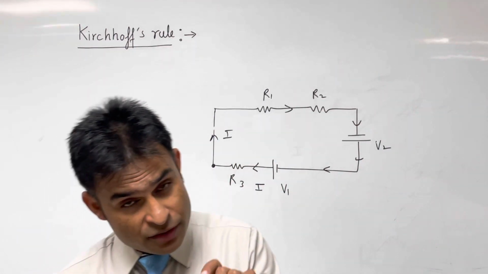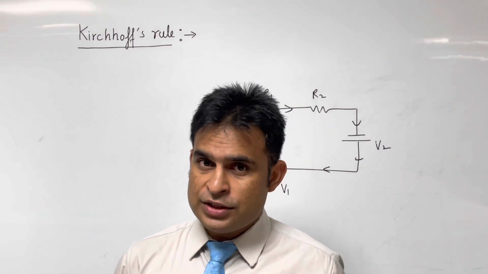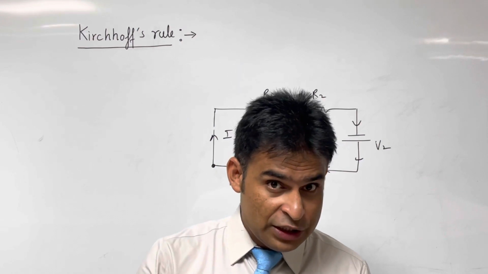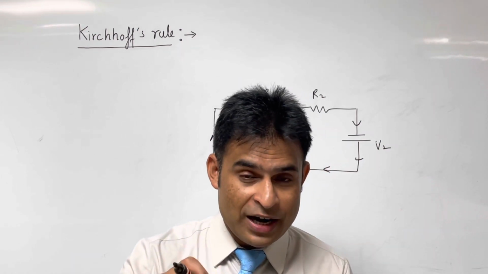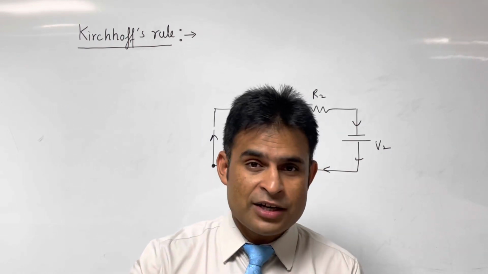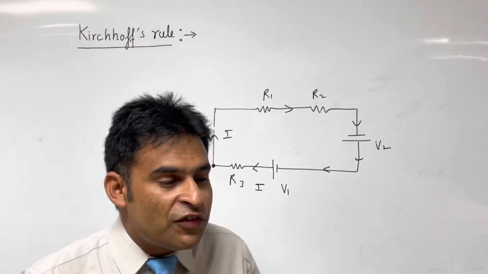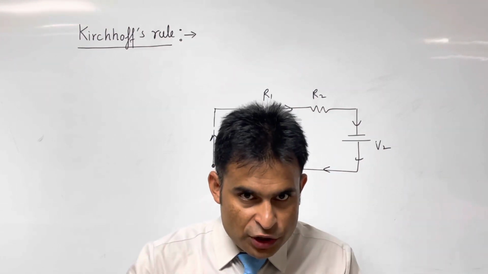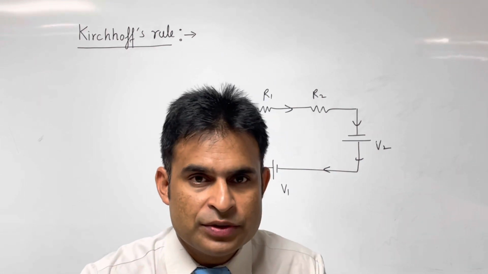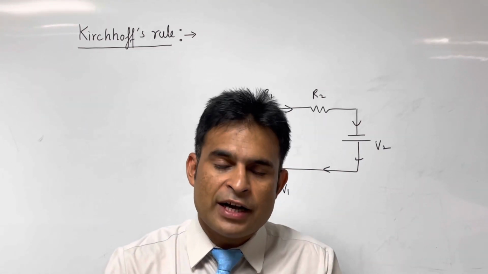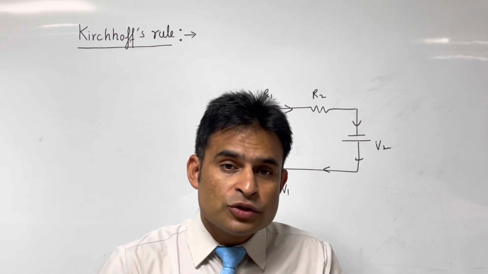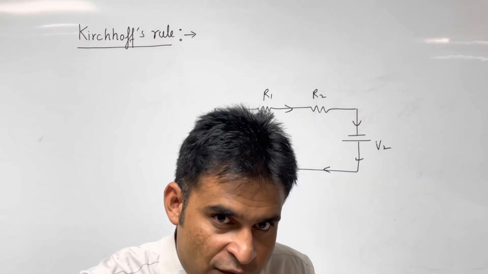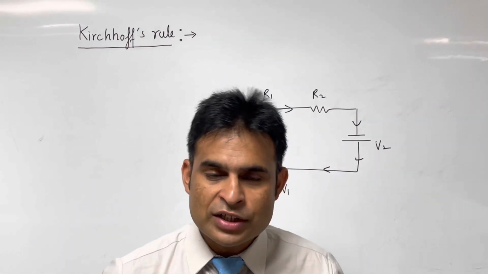But before you start this KVL thing, there are many sign conventions. Different people use different sign conventions. You can use any sign convention, whatever you like, but use only one. So what sign convention do I use? In case of a battery, if you enter at the positive terminal, write it positive. If you enter at the negative terminal first, write it negative. You are moving hypothetically. If you enter the positive terminal first while moving, write positive; negative terminal first, write negative.